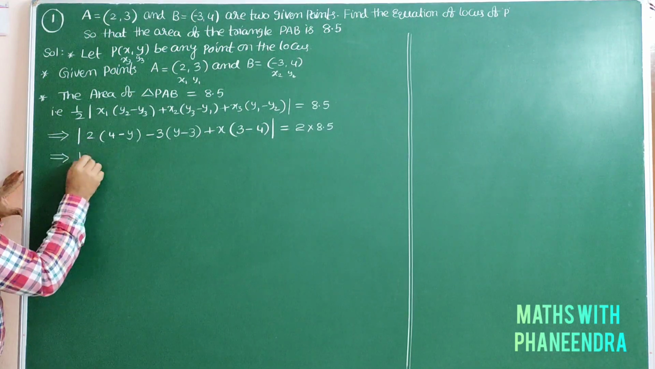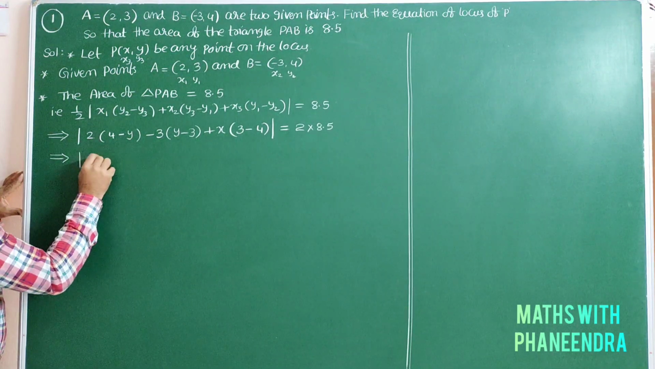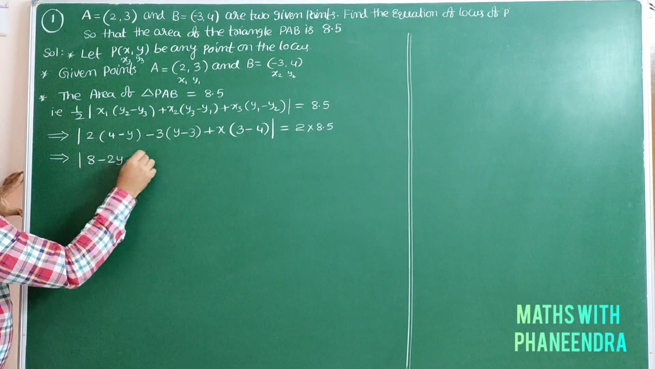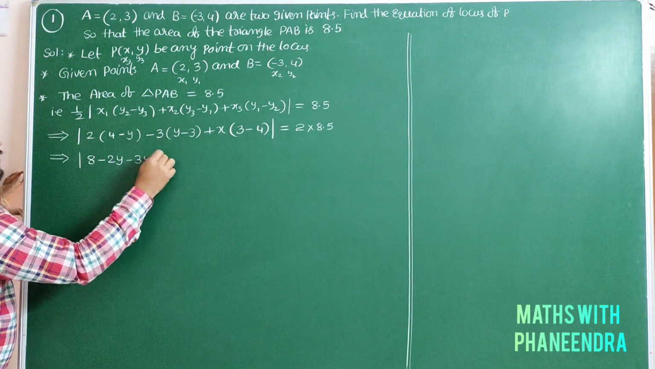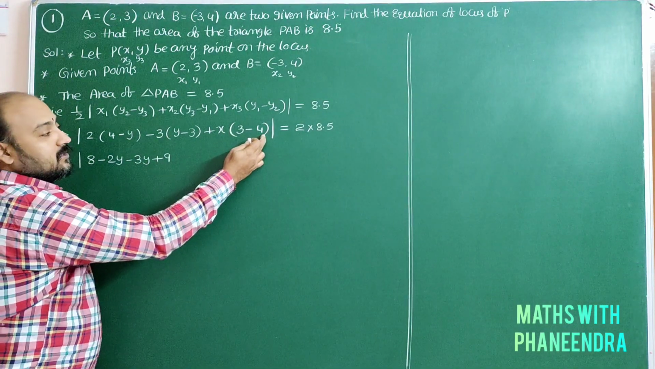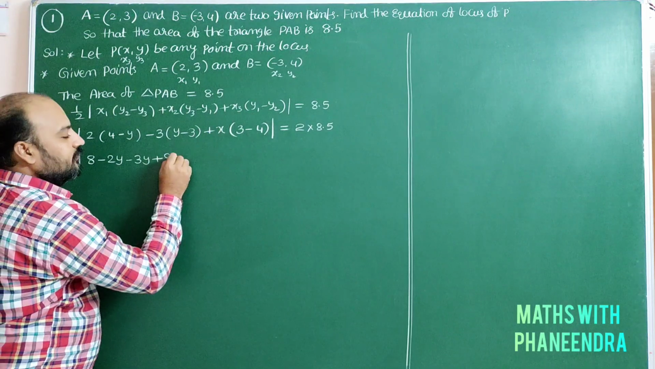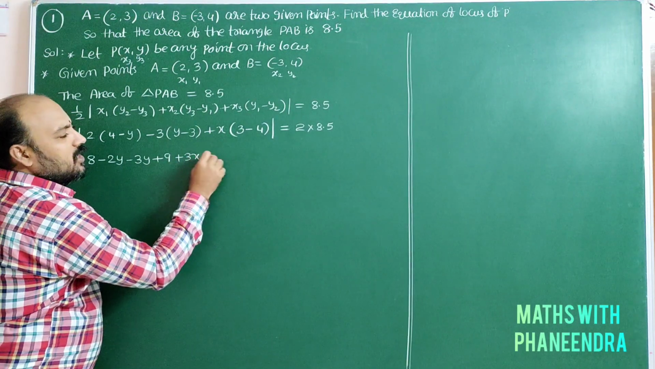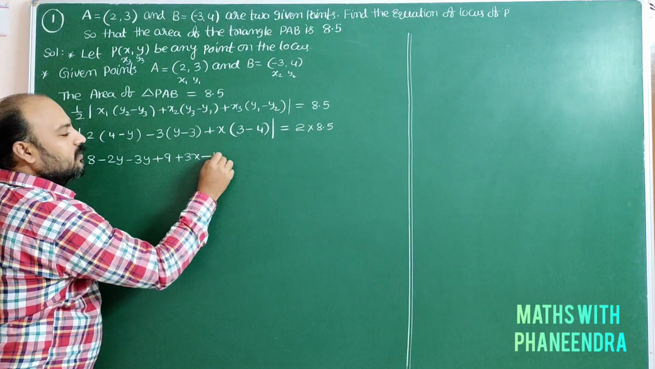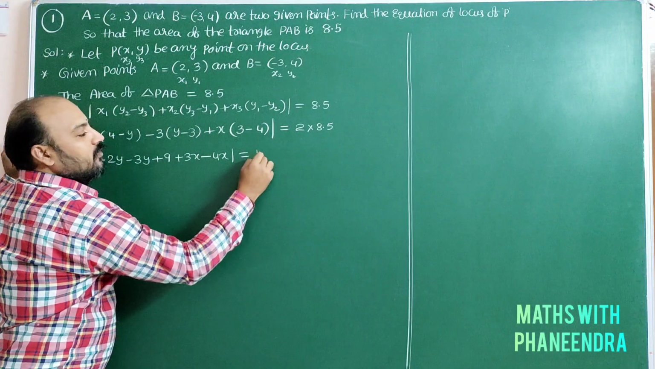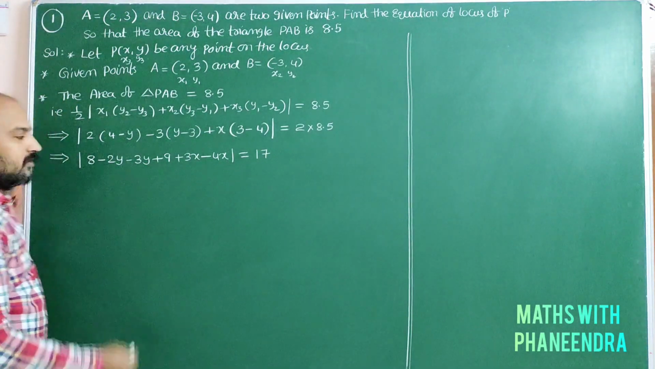Mod of 2 into 4, 8. 2 into minus y, minus 2y. Minus 3 into y, minus 3y. Minus 3 into minus 3, plus 9. 3 minus 4 is minus 1, so minus 1 into x. Otherwise, you can do the actual multiplication in one step, it is not a problem. 3 into x, 3x, minus 4 into x, minus 4x, is equal to 2 into 8.5, which is equal to 17.